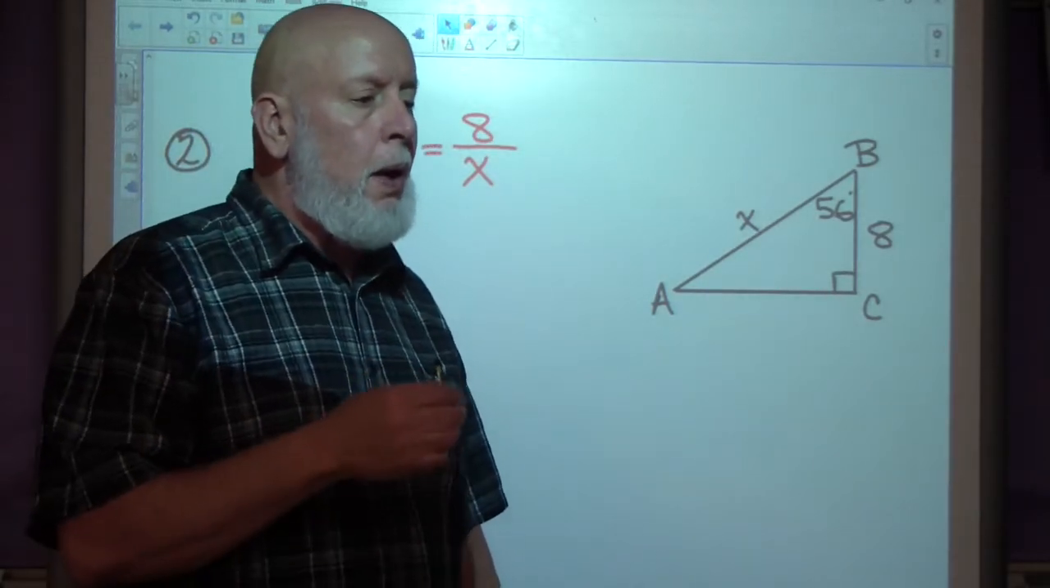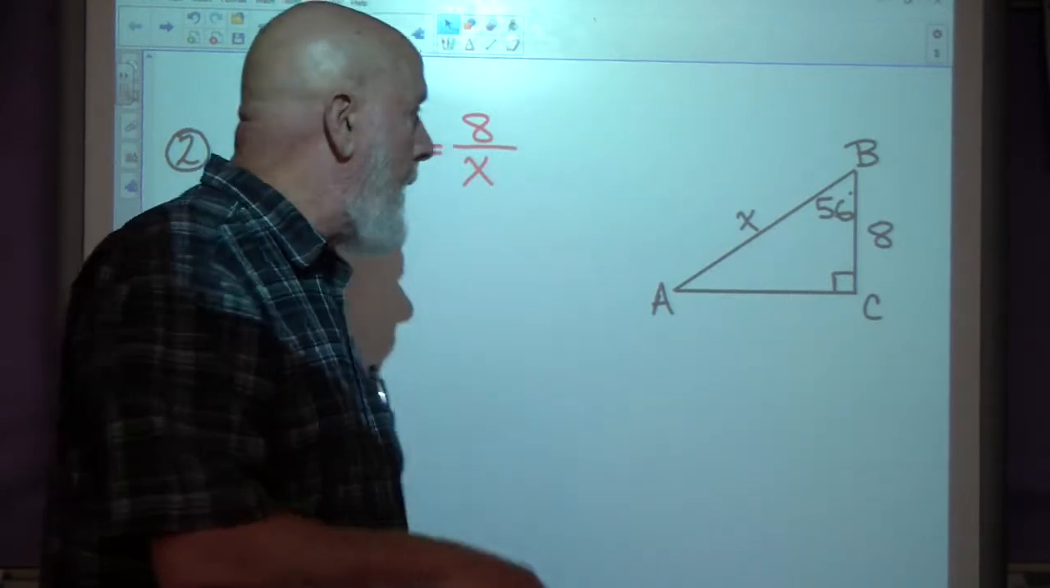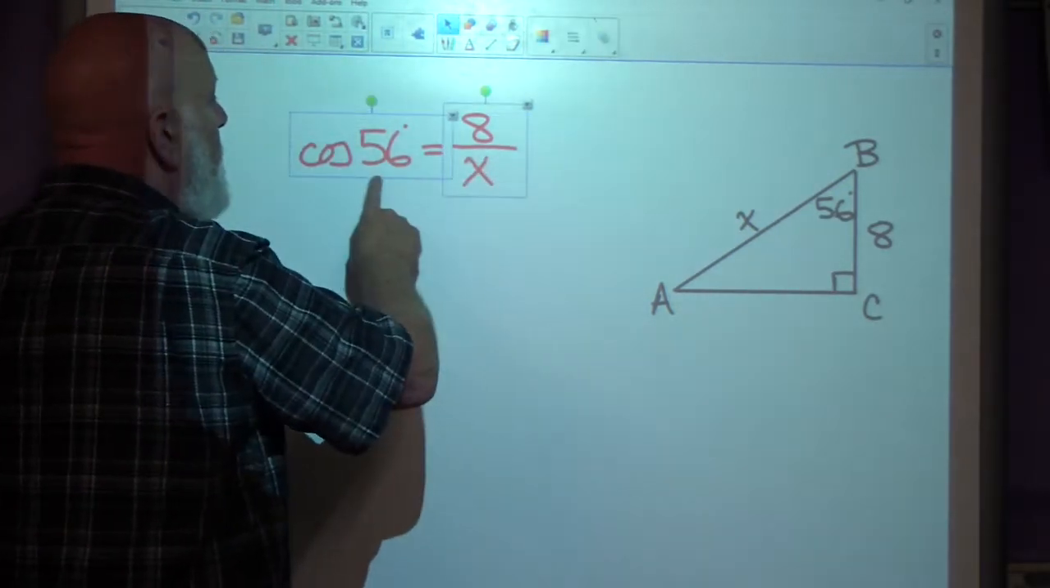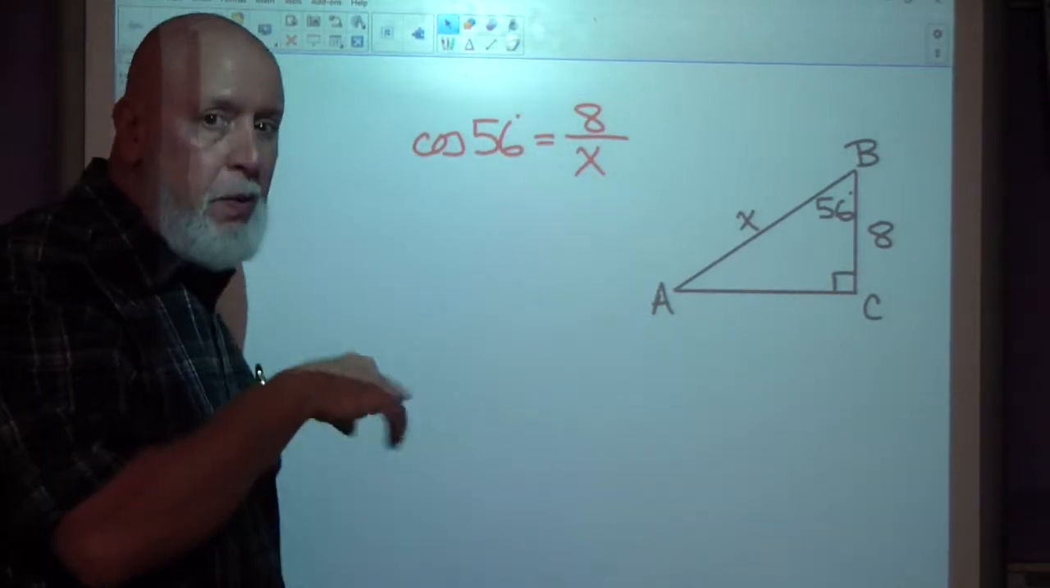I'm going to show you how to get it out of the denominator, and then I'll show you a shortcut, okay? So I'll do this one in two ways. One will explain why the other one works.